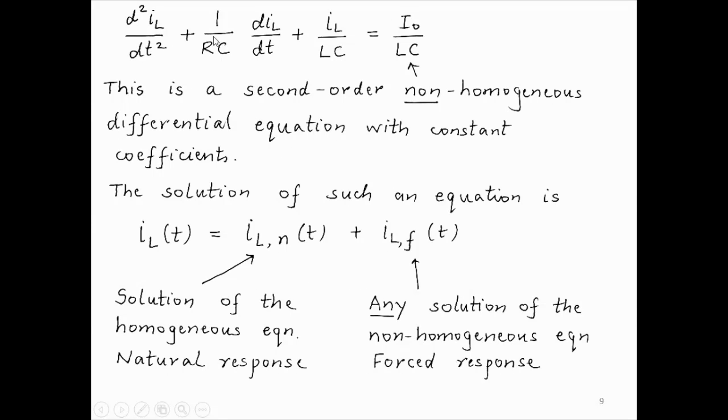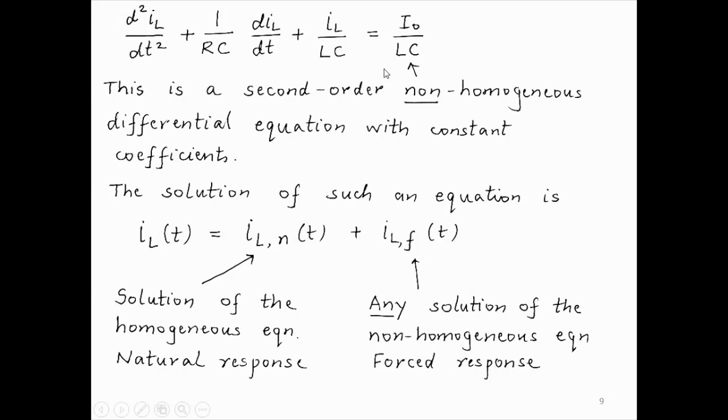Alright, so this is the differential equation we get, and now let us solve this equation. This differential equation is a second order equation because it has a second order term. It is non-homogeneous because the right hand side is not 0, and so this requires a different kind of solution, and it has constant coefficients. This left hand side we've seen before.